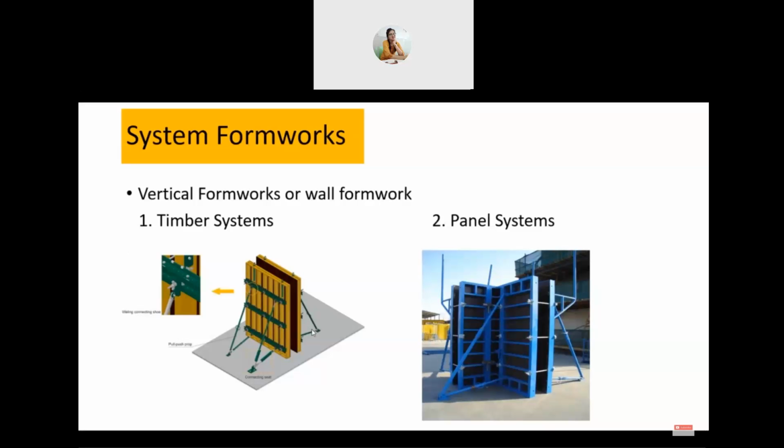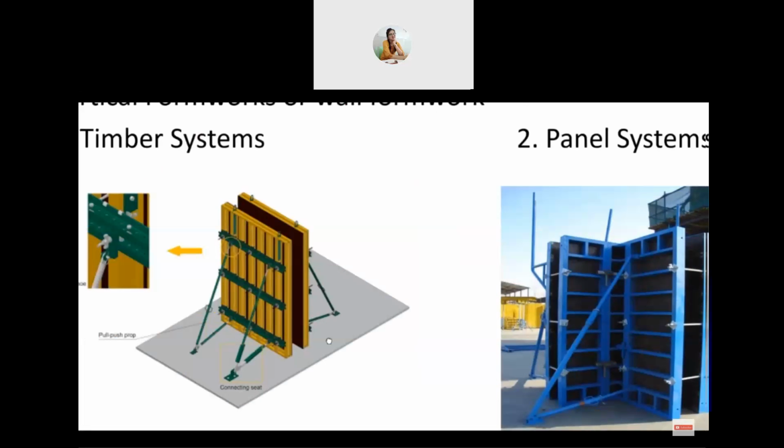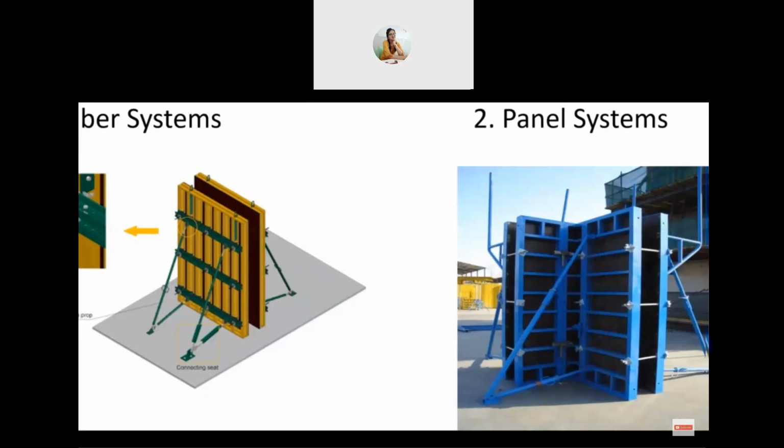Just place a panel, put a tie rod, and the system is ready, the concrete is ready to pour. So not that much time is required. It is very fast, and it is a little bit costlier than these timber systems. Here also they have a maximum capacity, like some of them might have 80 kilonewton capacity, 60 kilonewton capacity. If your concrete pressure is about 50 kilonewton, you can use this one.